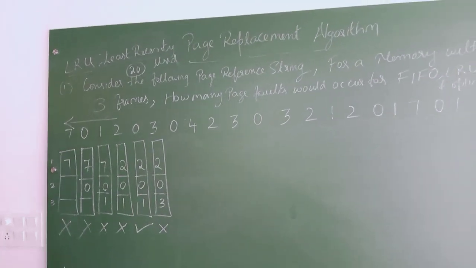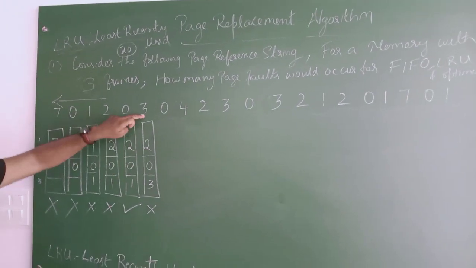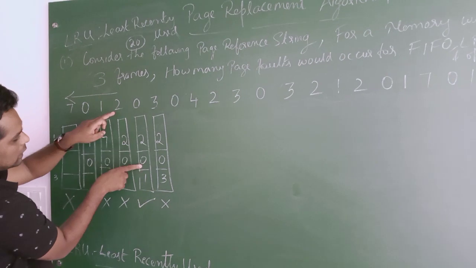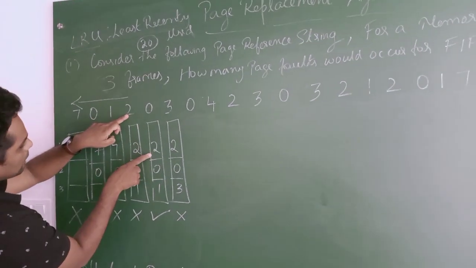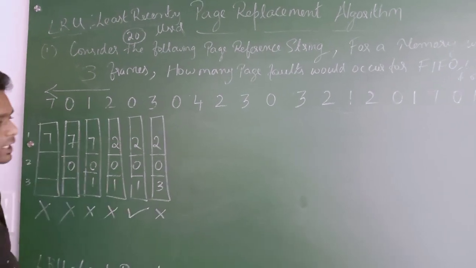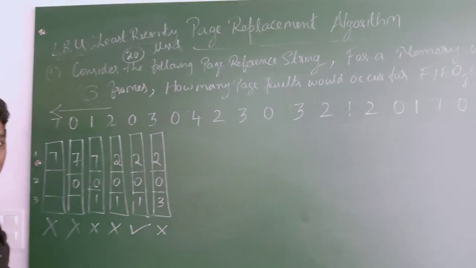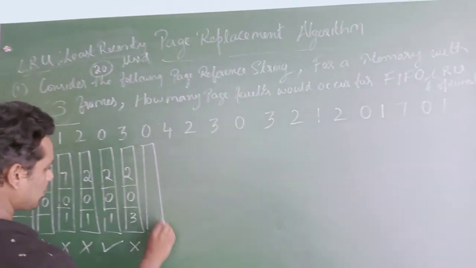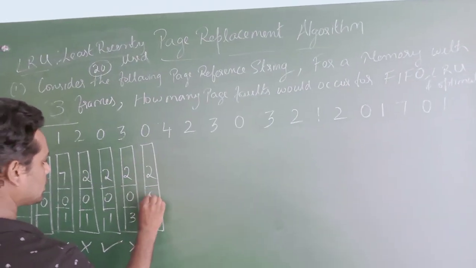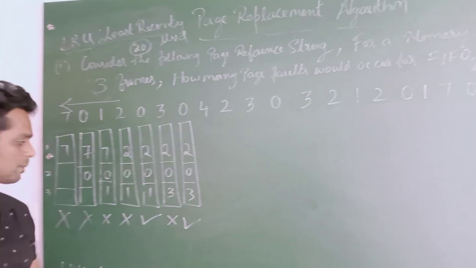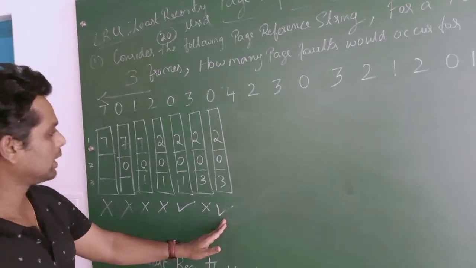Hope you are clear with this. So in 2 0 1, 3 is not there. If you want to insert in 2 0 1, which is least used? 0 is here, 2 is here, 1 is least used. Towards the left you have to check. So 1 is swapped out and 3 is swapped in. Hope you are getting it. Next 0, already in memory. Don't go for replacement. That's why it is a page hit.